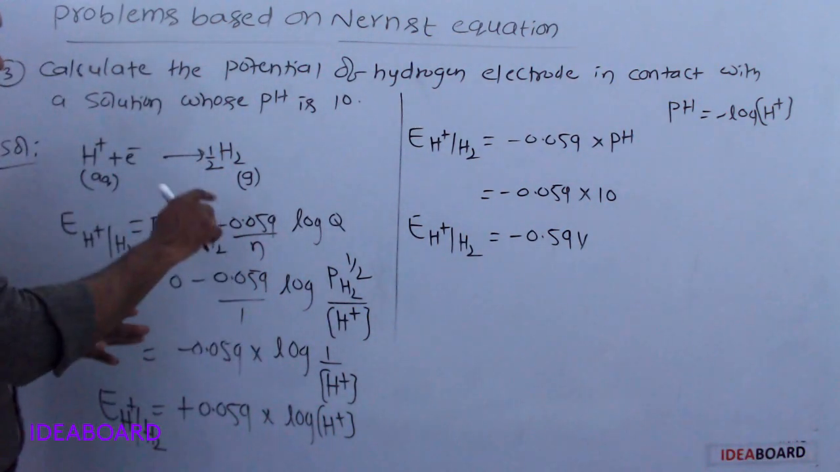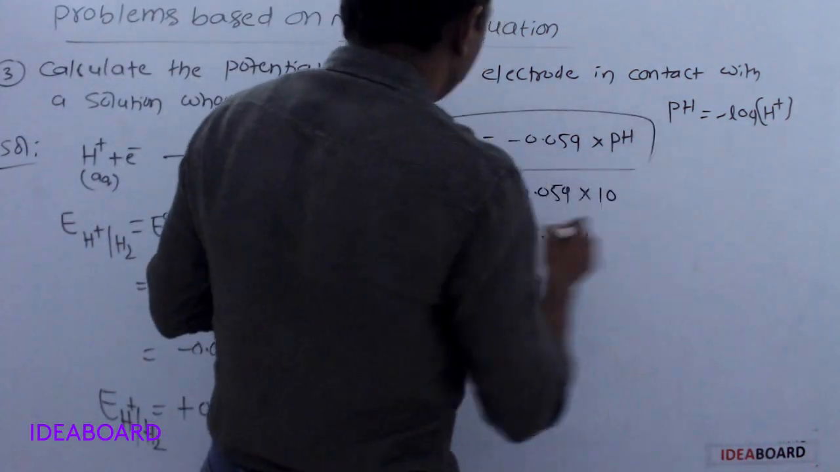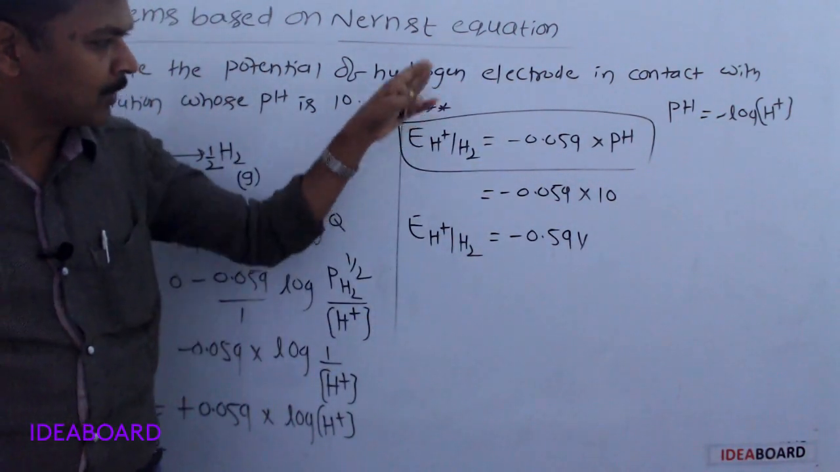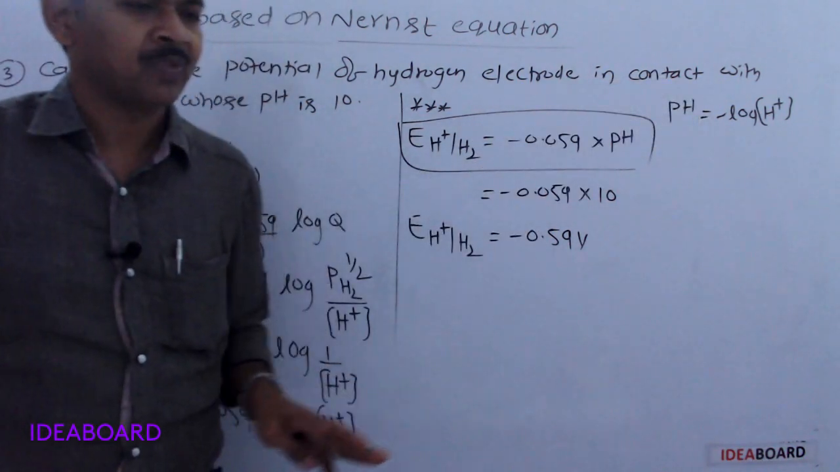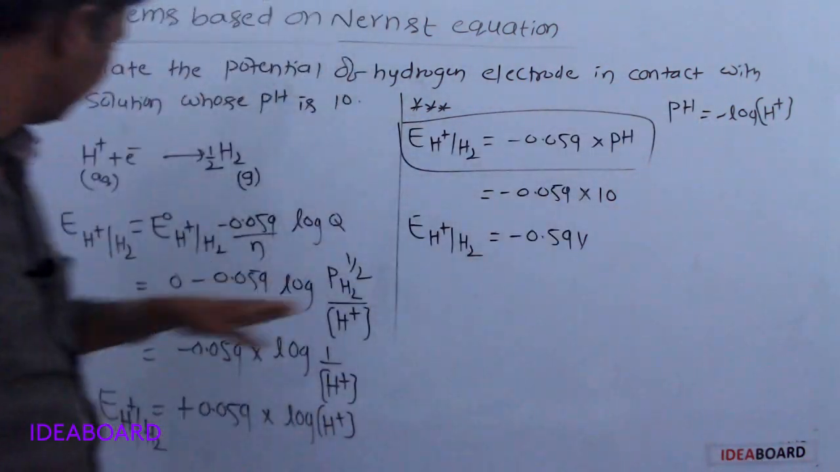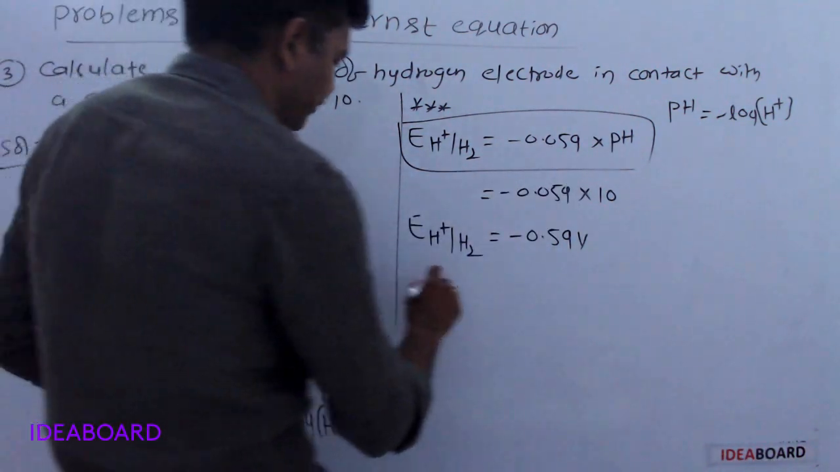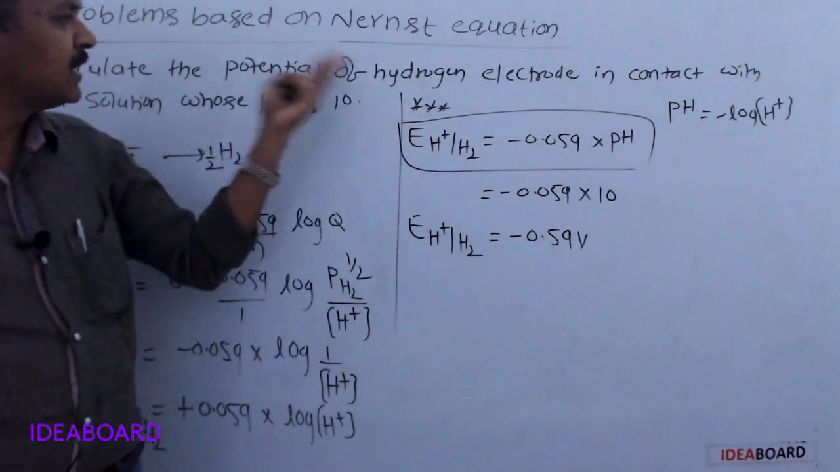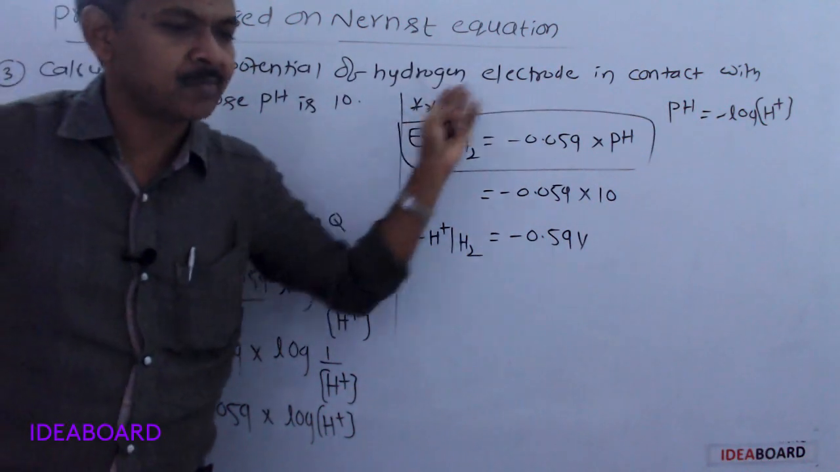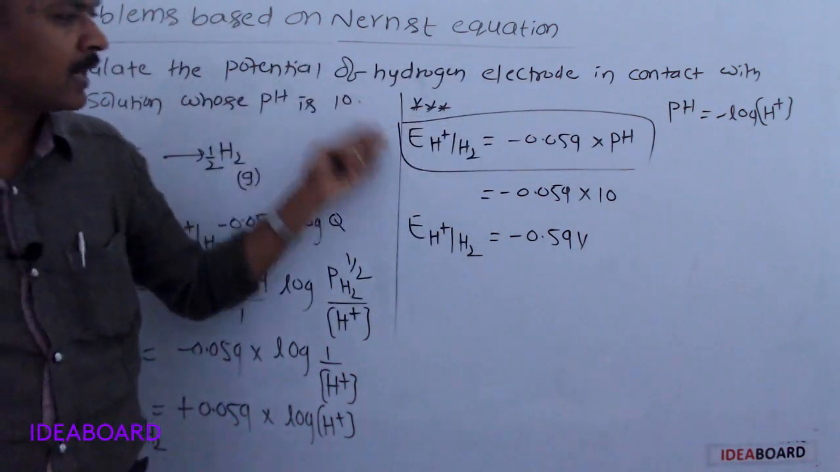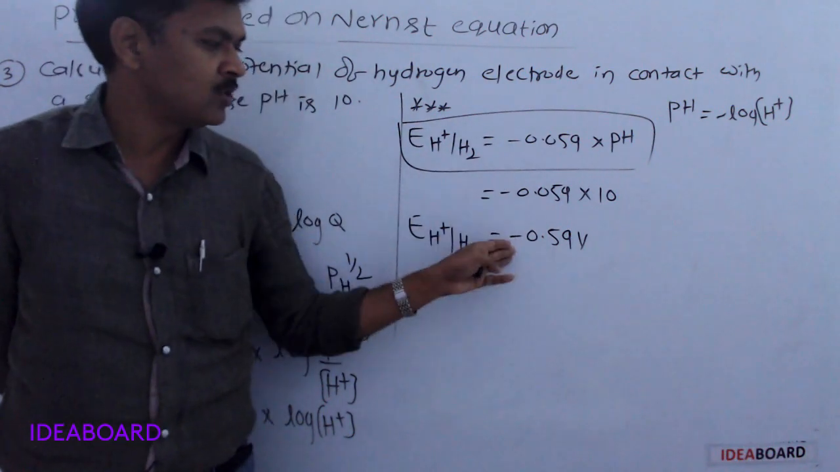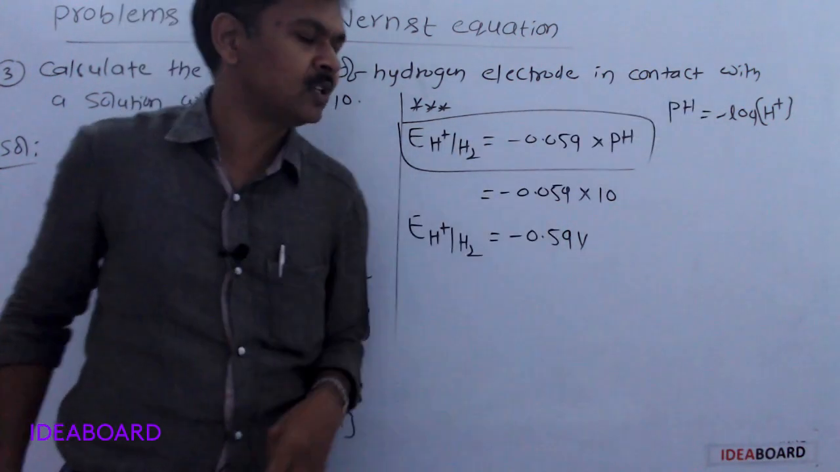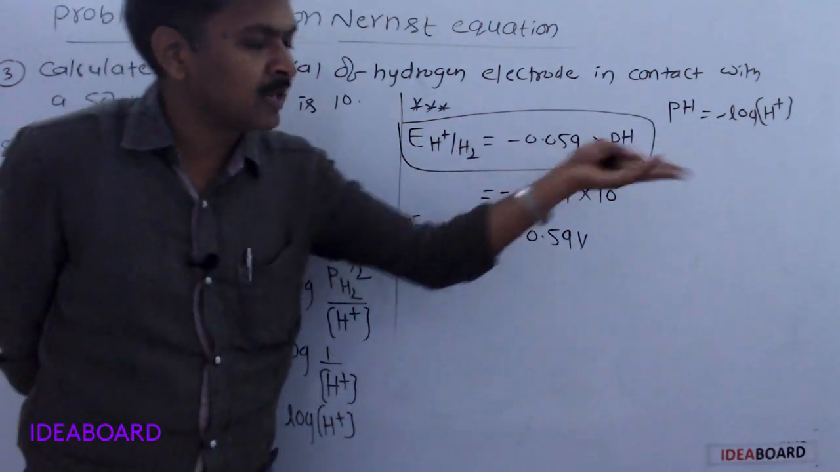So instead of doing all this, better remember this formula. This is a very important formula. The reduction potential of a hydrogen electrode is equal to minus 0.059 into pH. Like that, for oxidation potential also we can derive it. Here we should calculate the potential of the hydrogen electrode. Nothing is mentioned whether it is reduction potential or oxidation potential, which means calculate the reduction potential value, minus 0.59. For oxidation potential, plus 0.059 into pH.